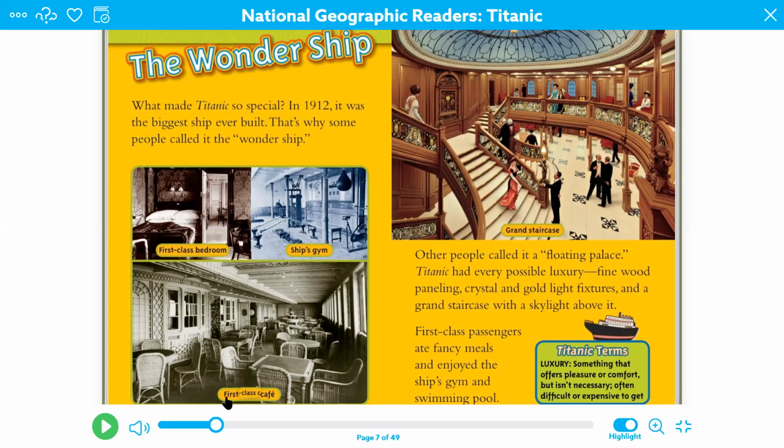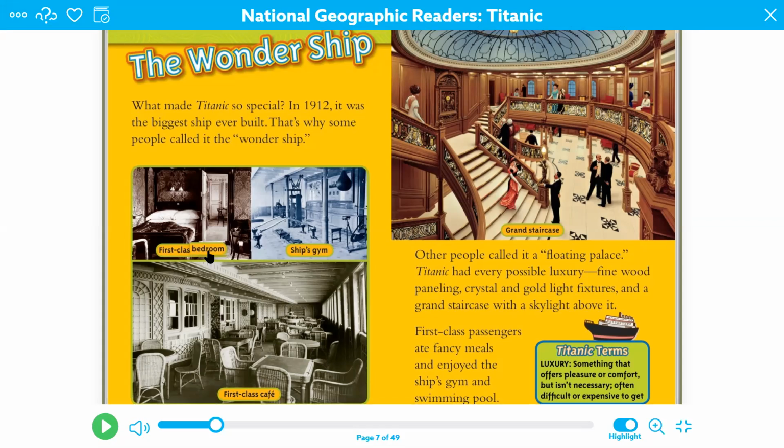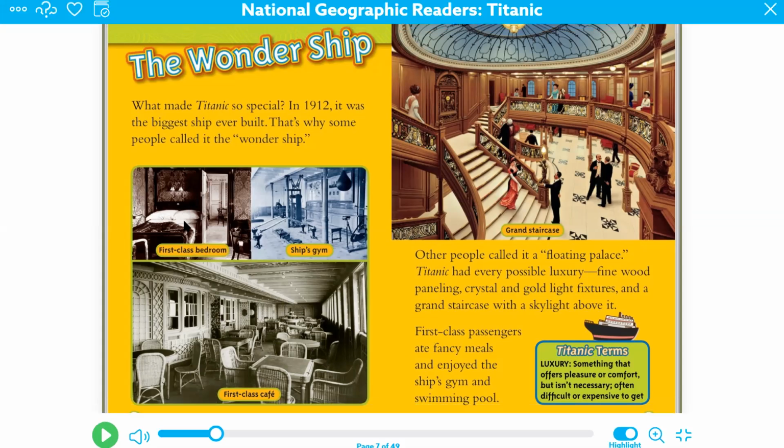Over here, it says the first class cafe, first class bedroom. First class means like the really ritzy people, probably the people that had a lot of money. They were first class because if they had a lot of money, they were able to pay their way to get some very fancy things. So this is where all the fancy people would have maybe their breakfast or lunch in the cafe. And up here, this is the first class bedroom.